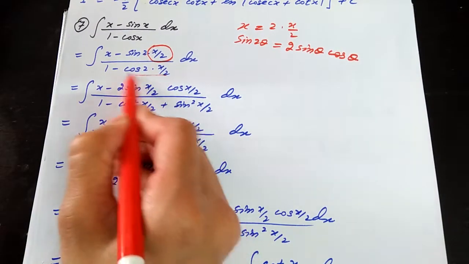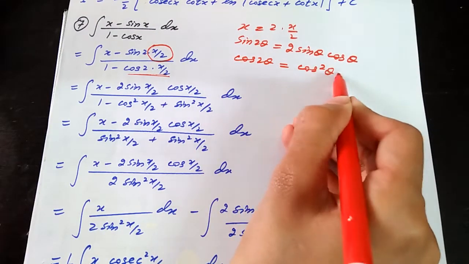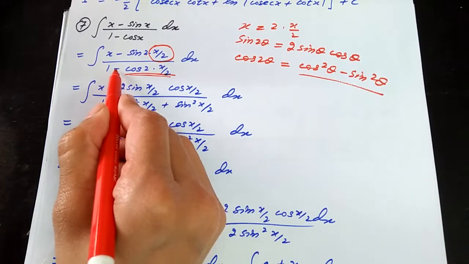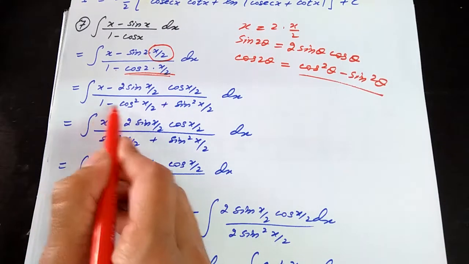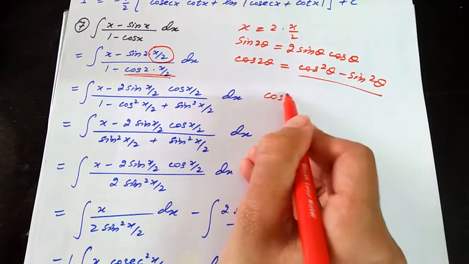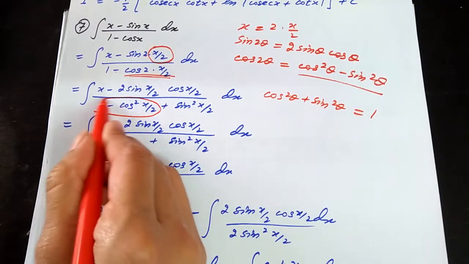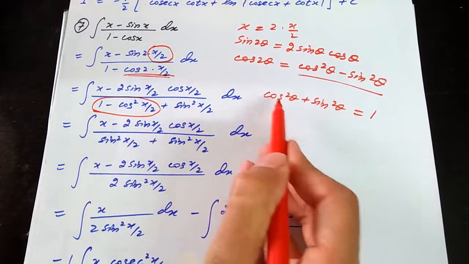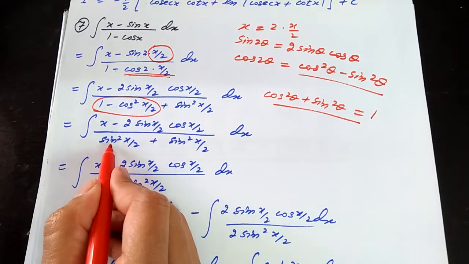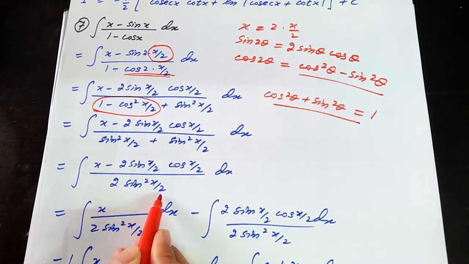Now the same thing will happen in the denominator. Cos 2 theta has the formula cos square theta minus sine square theta. So just replace this whole value here and multiply this minus sign with this whole term. We will get 1 minus cos square x by 2 plus sine square x by 2. Now we know that cos square theta plus sine square theta is equal to 1. We can replace this 1 minus cos square of x by 2 by using this identity as sine square of x by 2. Sine square of x by 2 plus sine square of x by 2, we will get 2 sine square of x by 2.